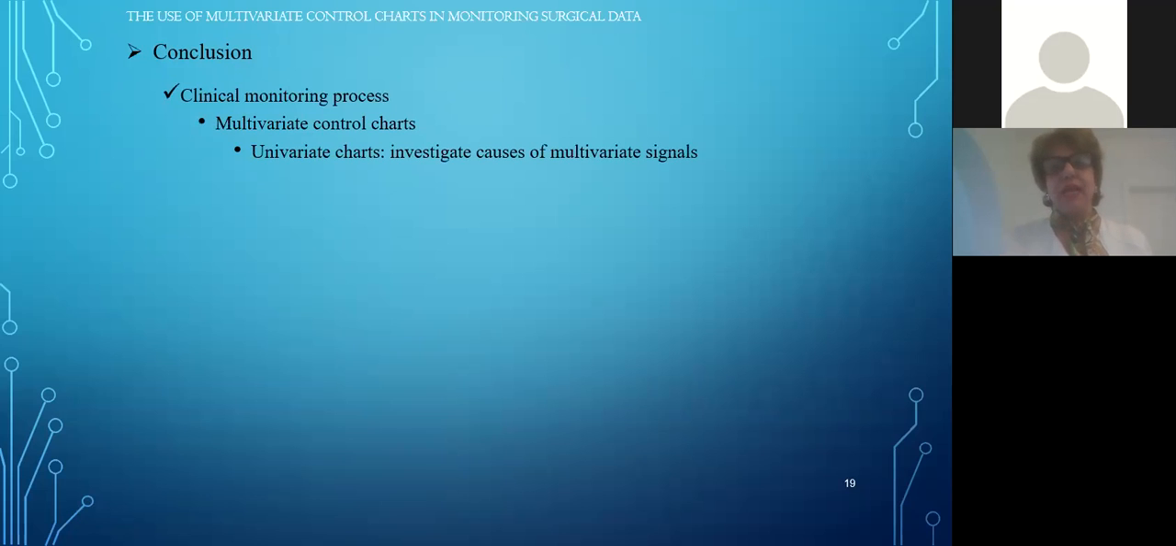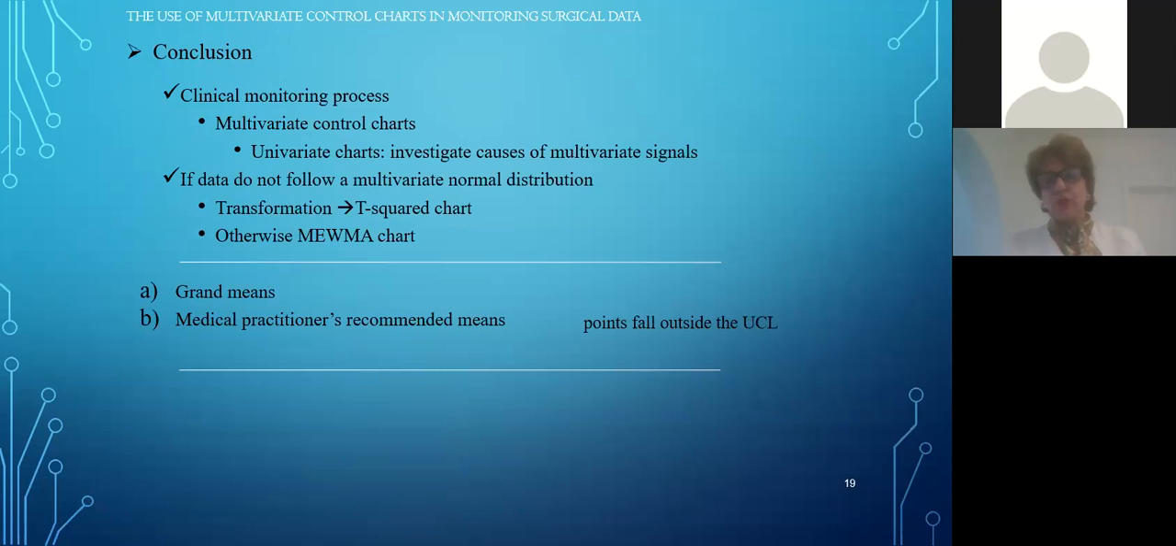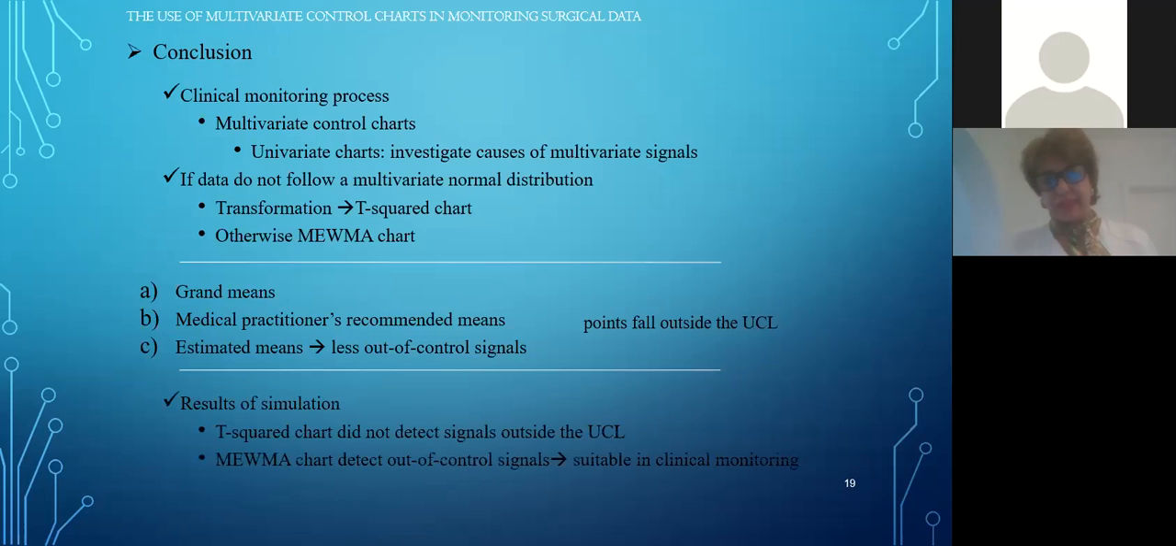So the conclusion of that was that the multivariate control chart is good. You can still, to some extent, use univariate charts to investigate the cause. If you are transforming your data, then you can use the T-squared chart, as long as you remember it only detects the large shift. Otherwise, EWMA is good. We also showed that of the three means that we have used, the grand mean and the medical practitioner recommended mean are not working very well, and the estimated mean based on data is working better.